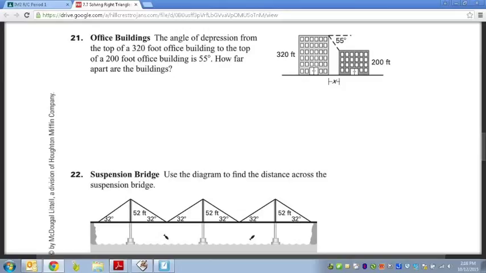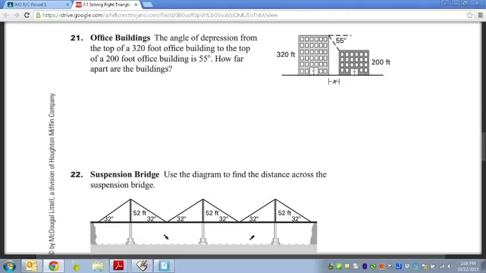So number 21: the angle of depression from the top of a 320-foot building to the top of a 200-foot building is 55 degrees. Angle of depression, we talked about that in class, but I'll re-explain it here in a second because I know some of you are like, what? Angle of depression? I don't know what that means. So how far apart are the buildings? Notice how it gives you x there in the word problem, so we'll talk about that.